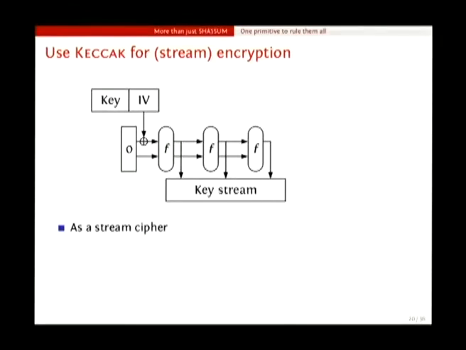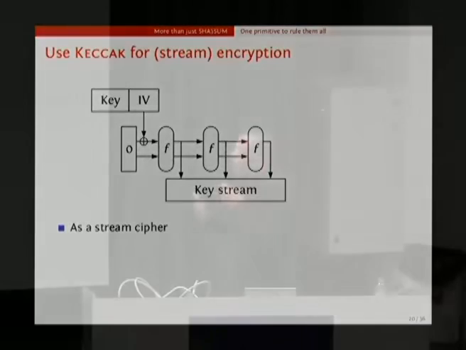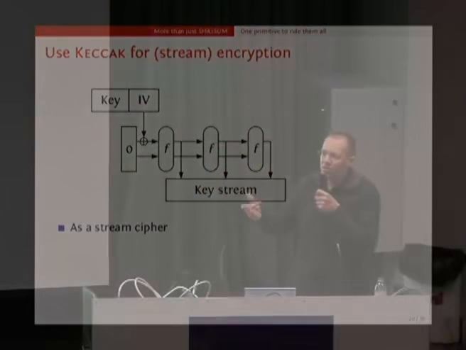So you can generate a long output, as I said. So you can also use Keccak for stream encryption. Basically, instead of just a key, you feed a key and a nonce, a value that should be unique. Out comes a long stream of bits, and you can add this stream of bits bitwise to your message, and that does the encryption.